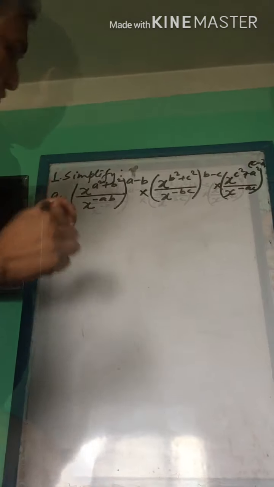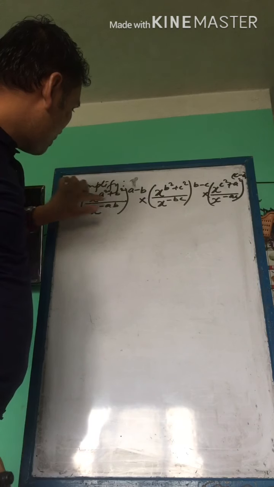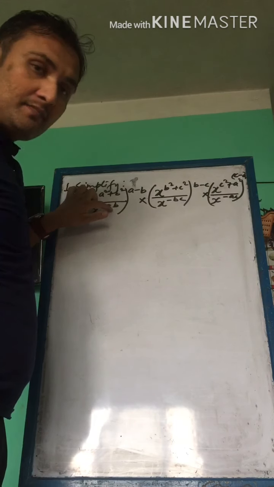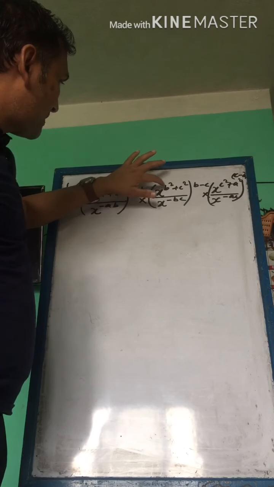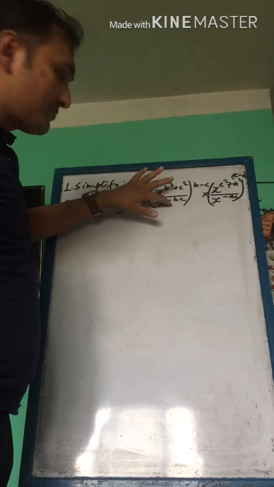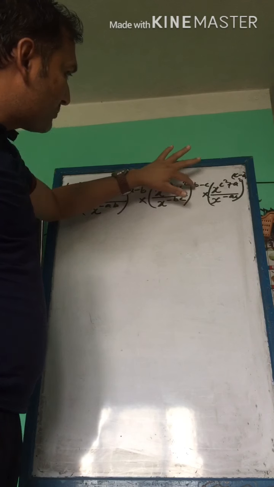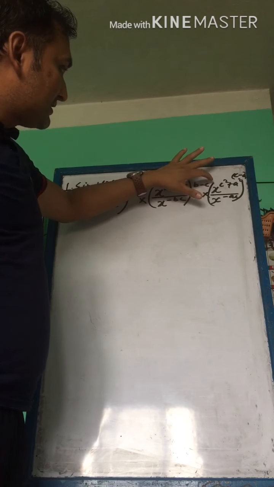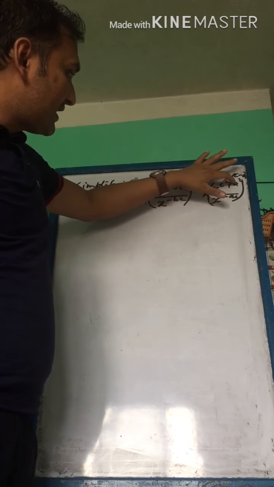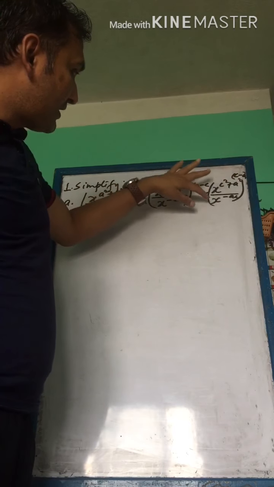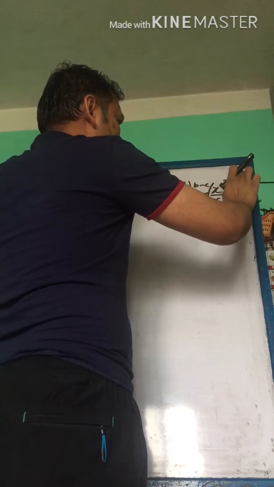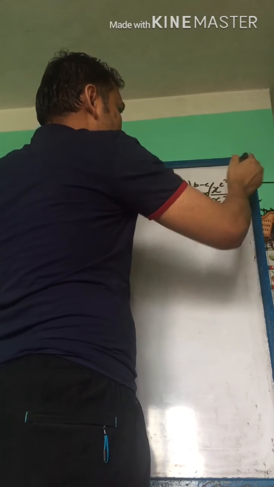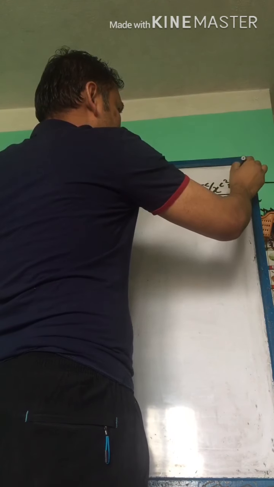You understood the pattern: x to the power a square plus b square whole upon x to the power minus ab whole to the power a minus b. Again, x to the power b square plus c square upon x to the power minus bc whole to the power b minus c. Similarly, x to the power c square plus a square whole upon x to the power minus ac whole to the power c minus a.